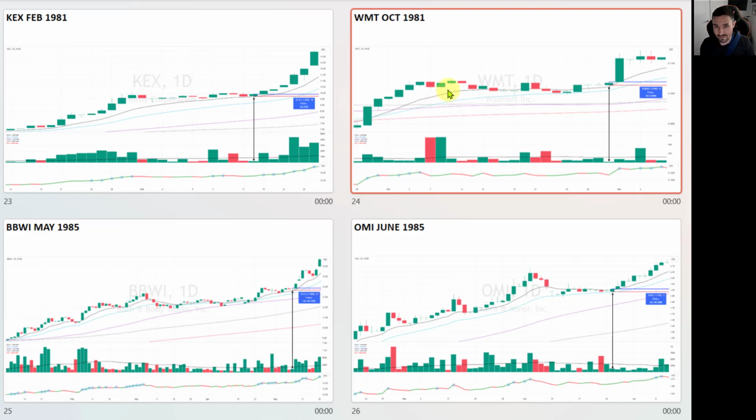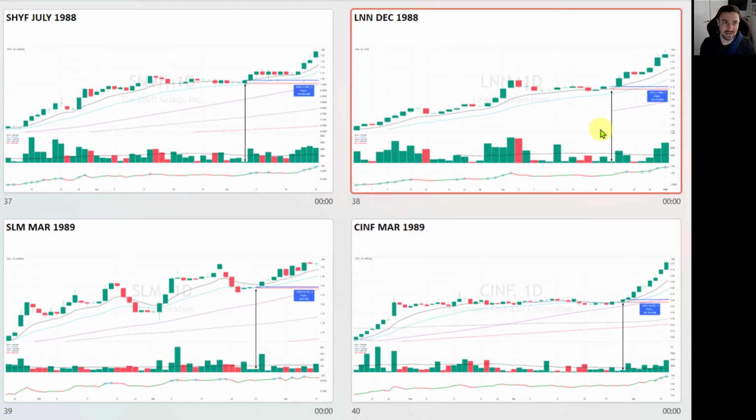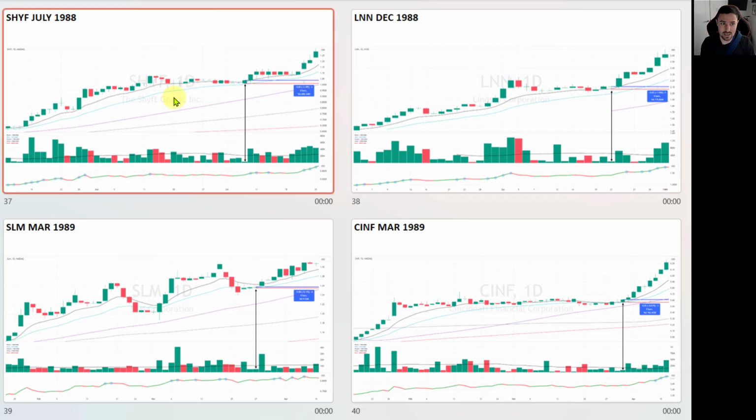So I can see Walmart here, okay, pulls down, finds support along the 21-day EMA, and then goes tight sideways for about 3 days. Look how the volume dries up on that bar there, and then it just comes powering out of the gates there. Let's fast forward a little bit, okay? Later 1980s here. Can you see that it's just the same thing? Just keeps happening.